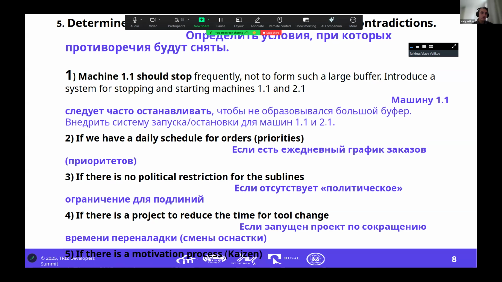Number 4, if we have an initiative to reduce the time for tool change, maybe we can have better time. And we need a motivational process. In Lean, they call it Kaizen.